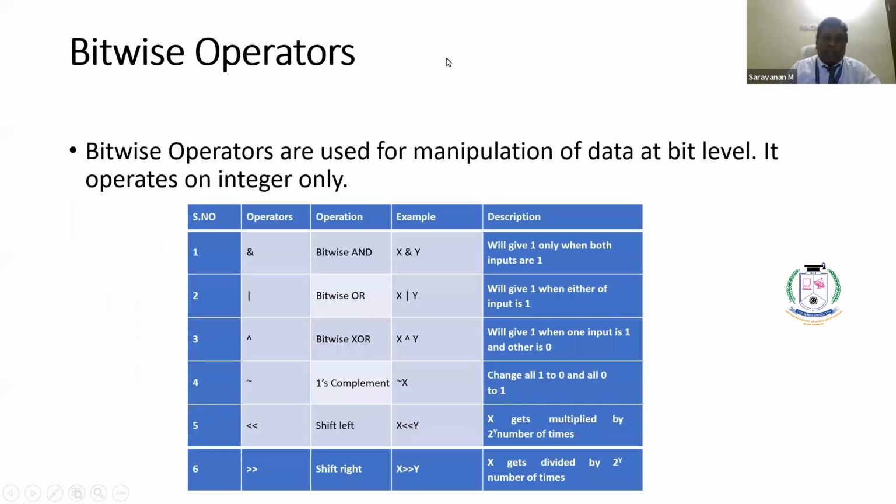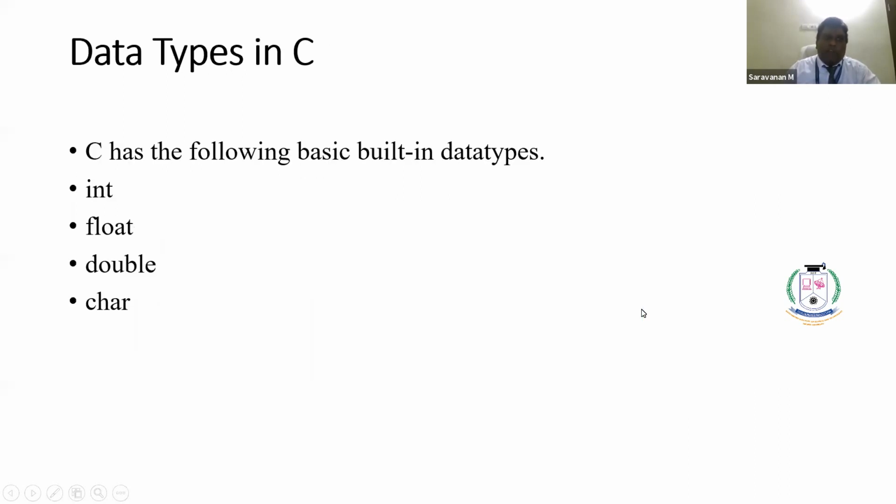Now you have the bitwise operator. This works on the principles of integers. Then you have data types. The basic data types are int, float, double, and char. These are called the basic data types. And there are derived data types, which we will be learning later, for example arrays, right?